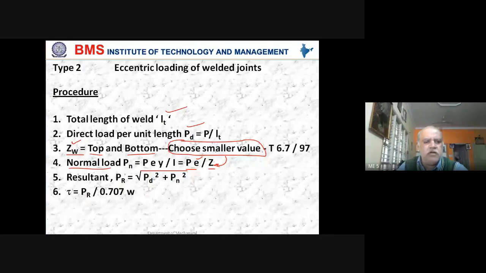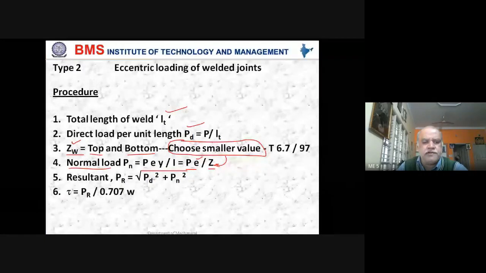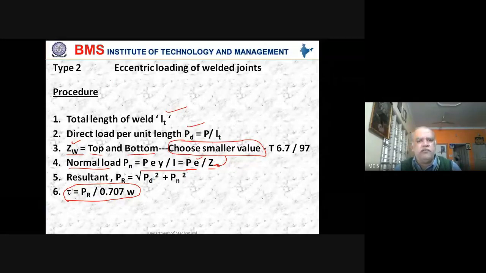And as usual, using the shear stress equation, we can find out the weld size. Is that okay? Please note down the procedure. Type 2, eccentric loading of welded joints, type 2. Okay, note down the design procedure.